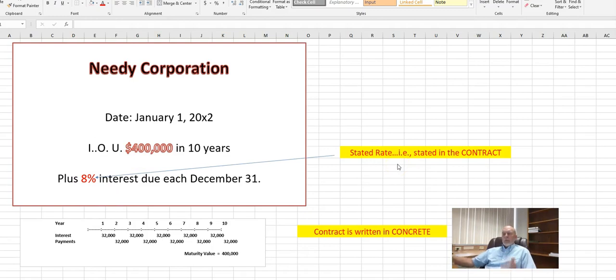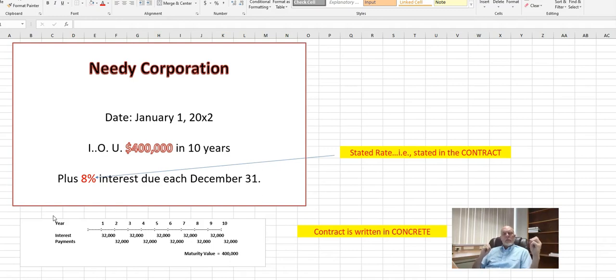So remember that the bond is a contract, and when we talk about the stated rate versus the market rate, the stated rate, remember, where is it stated? Well, it's in the contract. Remember that the contract is written in concrete. So as we go through this, even though we may change up some of the market conditions, the contract does not change.